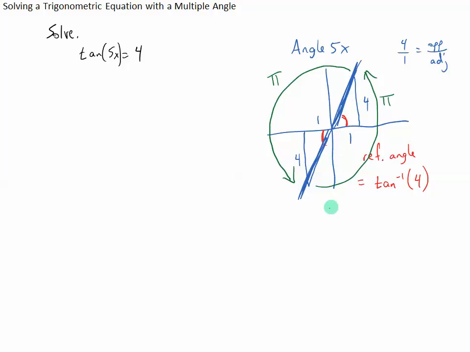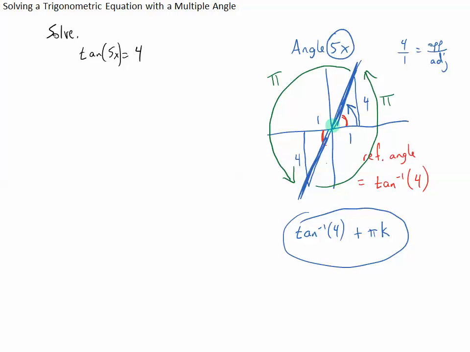The first angle from the positive x-axis to there would be tan inverse of 4. It is the reference angle. And then to get to the next one, I would add pi. And then to get back, I'd add pi again. So all I have to do to represent every angle I've got shown here would be to add pi k to the tan inverse of 4. Now, that's an angle. What angle does it represent? Well, it represents the angle 5x.